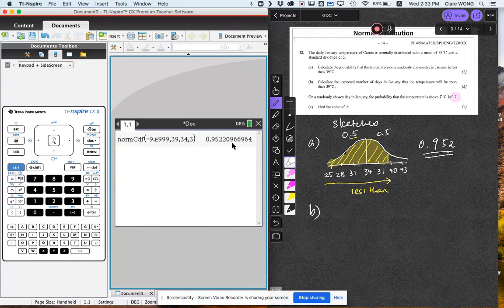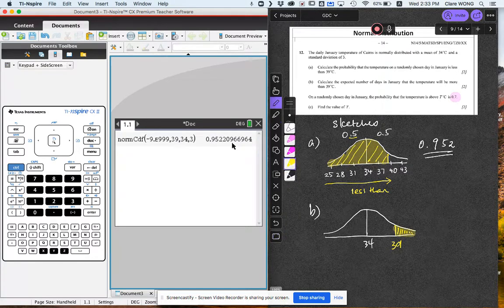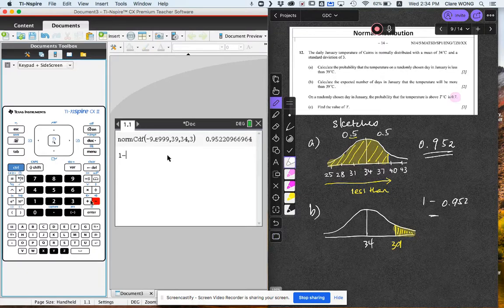Part B. Calculate the expected number of days that it will be more than. Now, more than, if I compare it with the diagram at the top, so 34, more than 39 is this tiny little tail area. Now, since the area of the bell-shaped curve is equal to 1, we can quickly find that by doing 1 minus the probability we got at the top, 0.952. So what you do is on your calculator 1 minus the answer. Now, you can recall the answer by doing this, control minus sign to get the answer. Press enter. So the probability of the temperature being higher than 39 degrees Celsius is this.